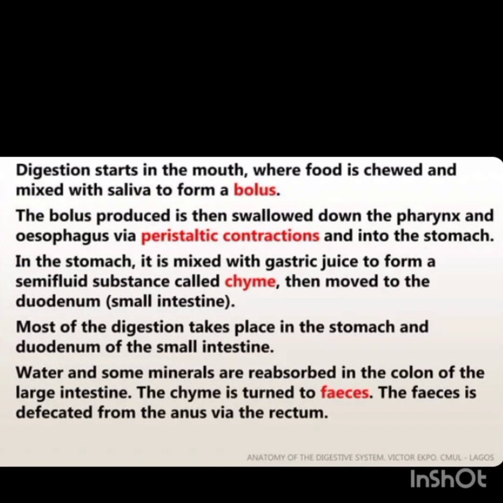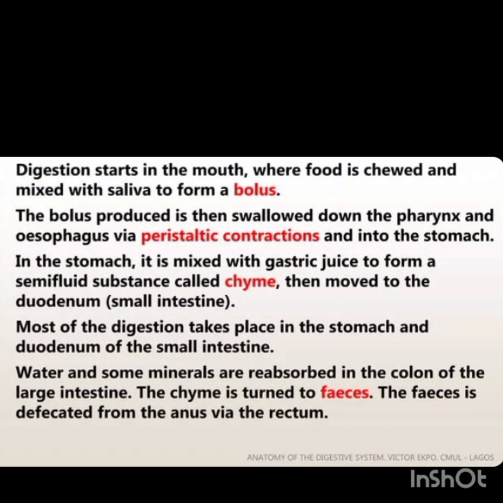Now let us see the digestion. I already told you, the definition of digestion is the breaking down of food into microparticles. This process starts from the mouth itself, my dear students. In the mouth we chew the food into small particles and mix it with saliva to form a bolus. The bolus produced is then swallowed down to the pharynx and esophagus via peristaltic contractions.